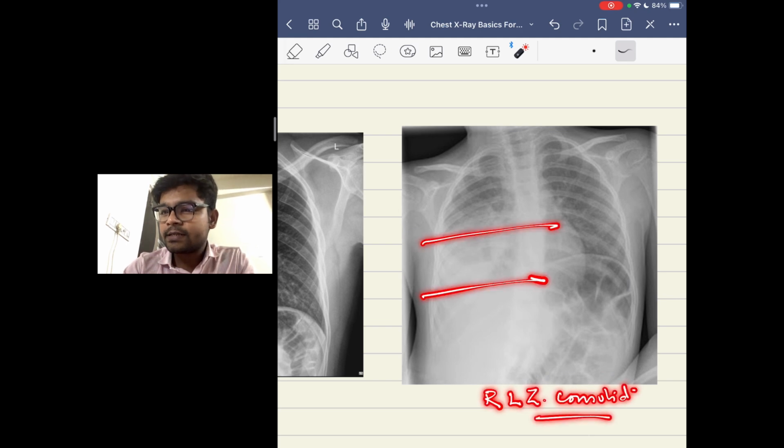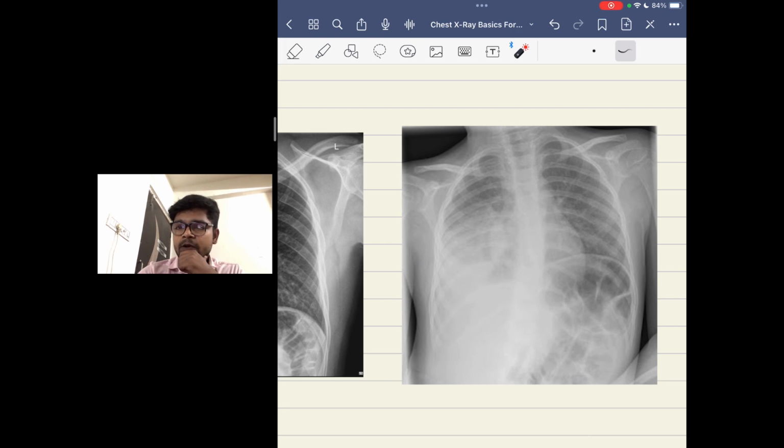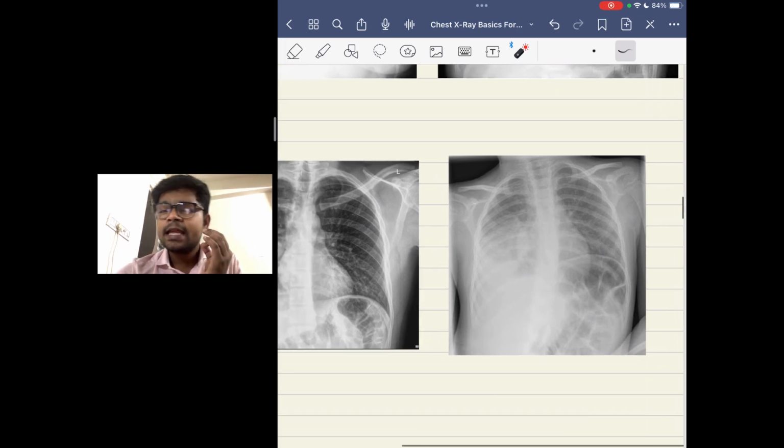Definitely it is in this part of the lung, the right middle and lower zone. But which lobe? Because the diaphragm is not being seen properly, it is a right lower lobe consolidation. We need two views for that, but exploiting the Silhouette sign, we can say this.